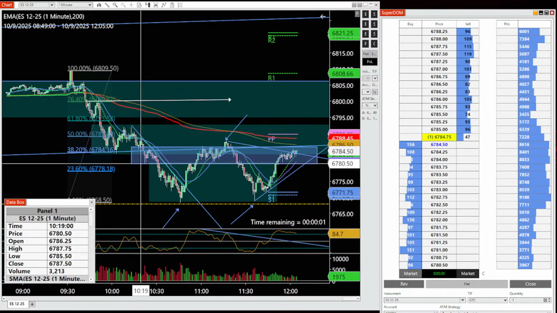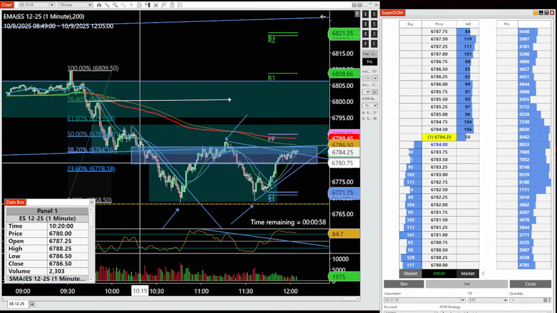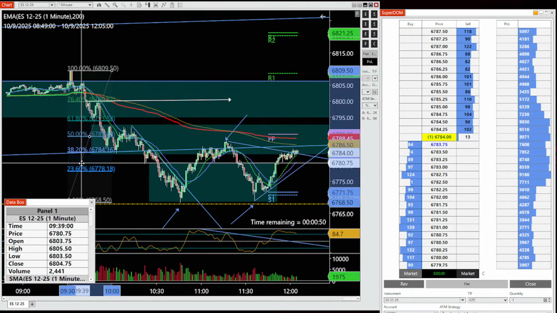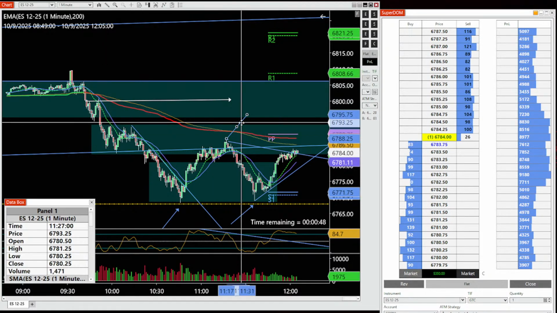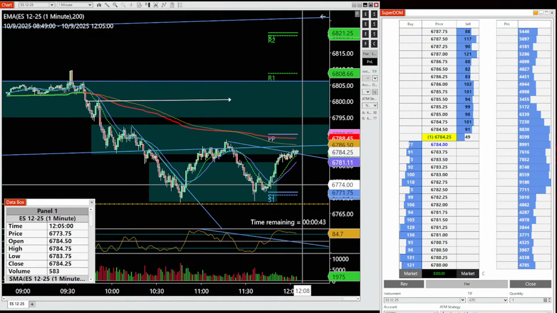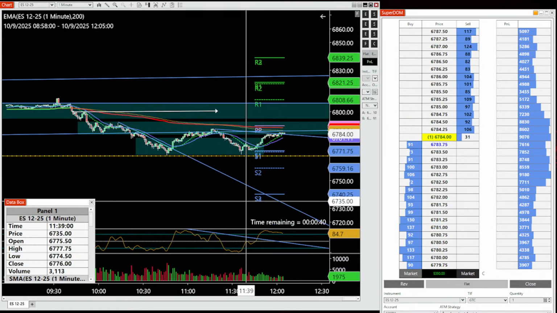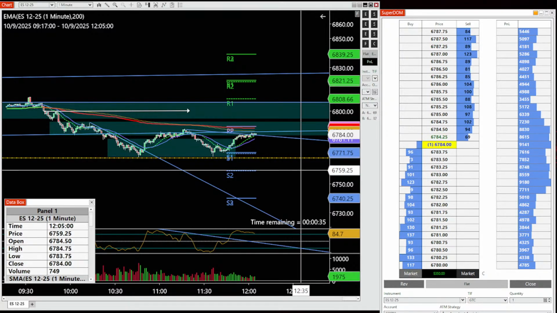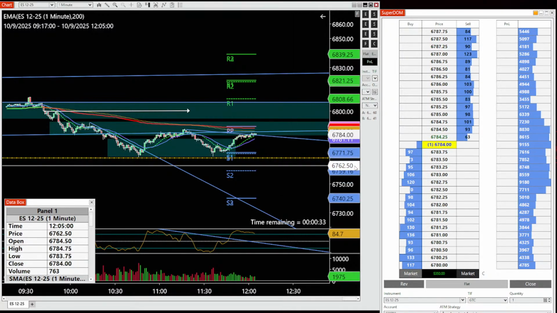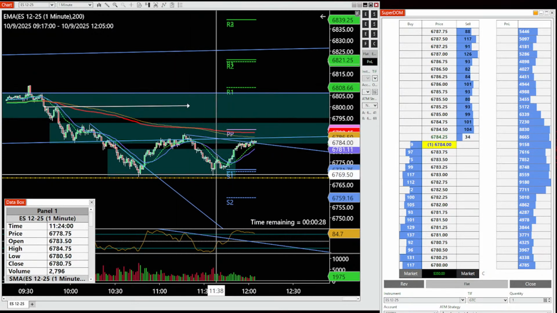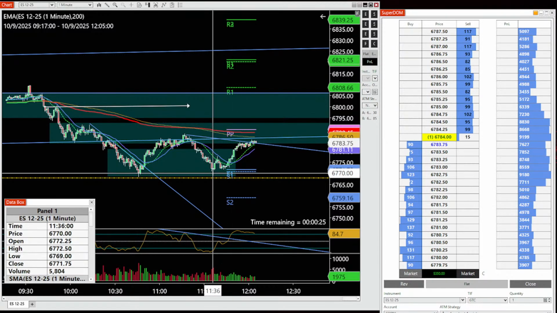Clean up some of this chart. Let's see what's here. Possibility down to 40, S3. We're still in the bullish. If we do a head and shoulders, low 69.